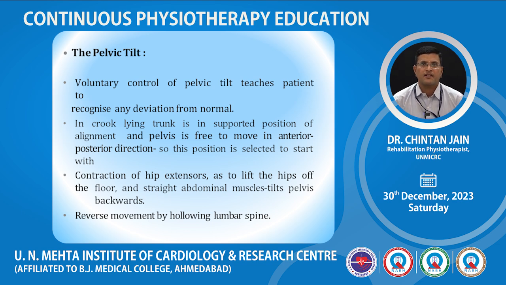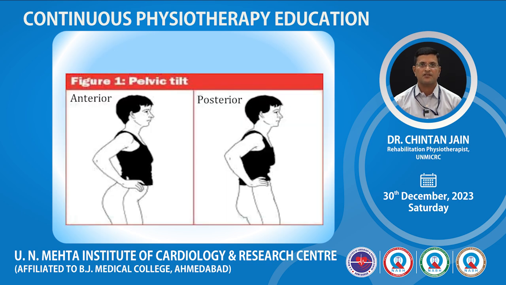The pelvic tilt: voluntary control of pelvic tilt teaches the patient to recognize any deviation from normal. In crook lying, the trunk is in a supported position of alignment and the pelvis is free to move in an anterior posterior direction. So this position is selected to start with. Contraction of hip extensors to lift the hips off the floor and straight abdominal muscles tilts the pelvis backwards. Reverse the movement by hollowing the lumbar spine. So this is how to correct the pelvic tilt, that is anterior or posterior pelvic tilt exercises. The first image is anterior pelvic tilt and the second is posterior pelvic tilt.